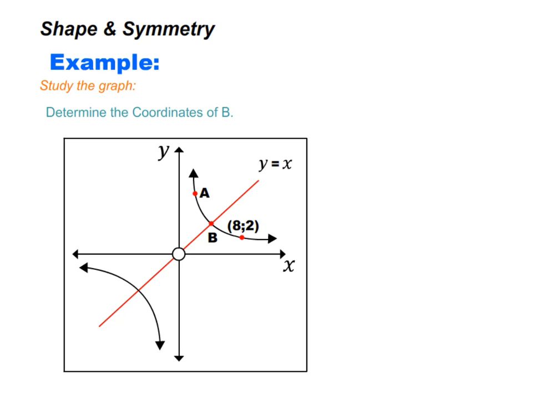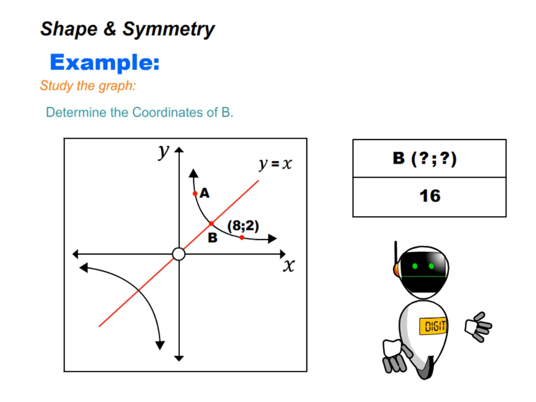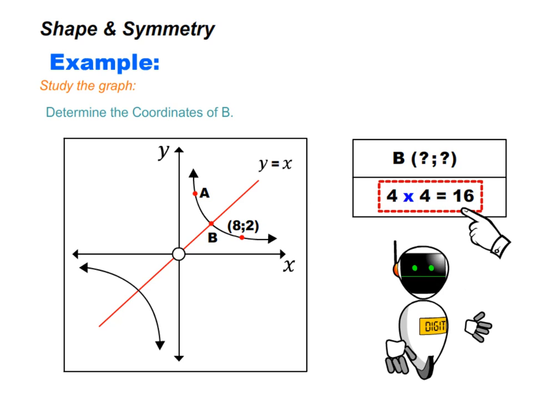Let us have a look at the second question. Let us find the coordinates of point B. Point B is here. Point B lies on the line y is equal to x. So the x-coordinate of point B must be the same as the y-coordinate. Look at point B. Let us look for two equal numbers that must be multiplied to give us 16. 4 and 4. That's true, Digit. 4 multiplied by 4 is equal to 16.